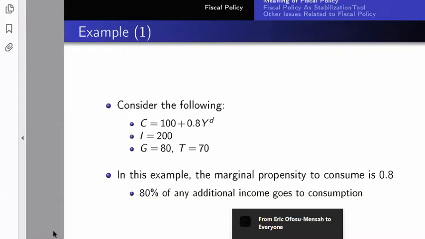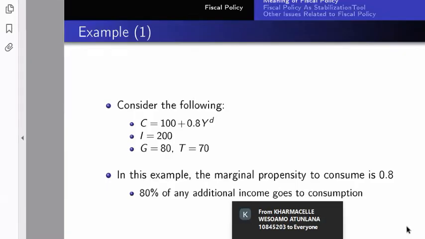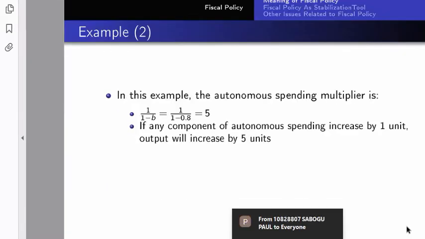Yes, so Eric Ofosu Mensah says 1620. Another person says 1620. 1620 by Foster. Are you all getting a 1620? All right, good. All right, so that is it.